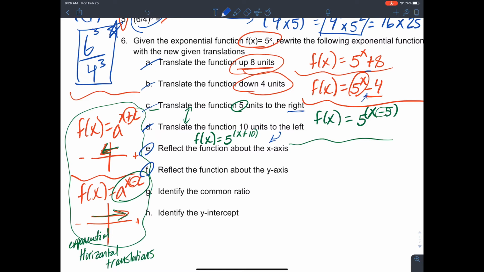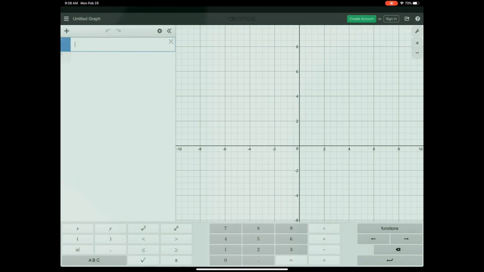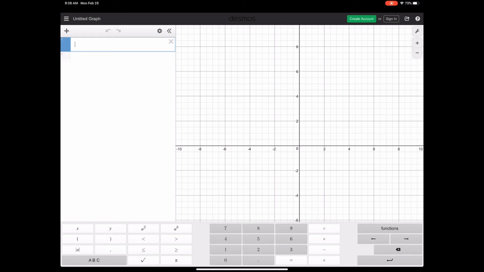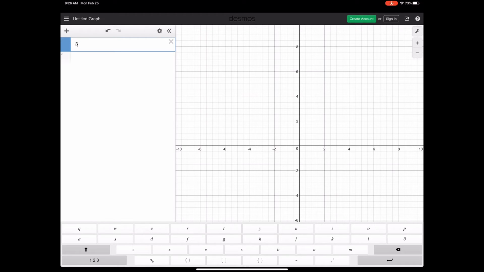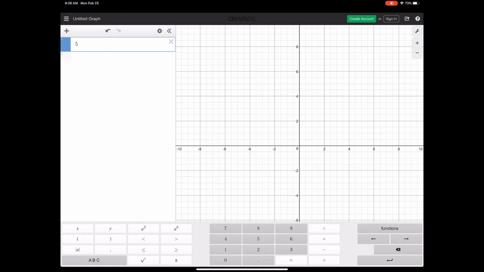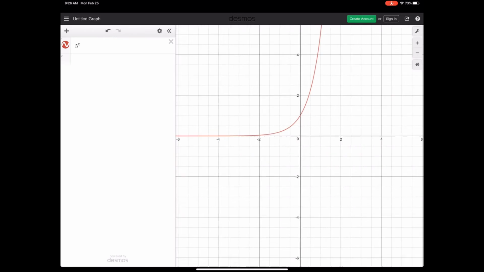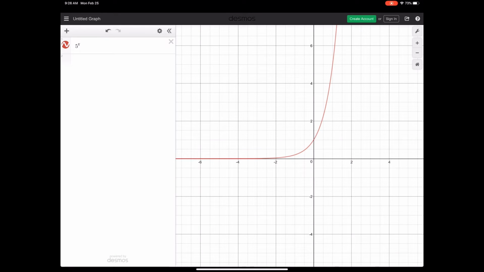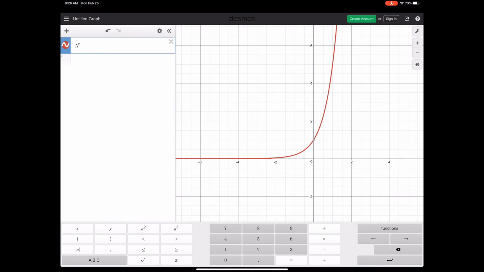So what I recommend you do is go to Desmos, play around with it. So let's go ahead and enter our function. 5, where's exponent? Five to the x. There's our exponential right there, right? Simple. So let's go ahead and move something around. Let's add a negative to that x, because if it's not positive, it's negative, right?